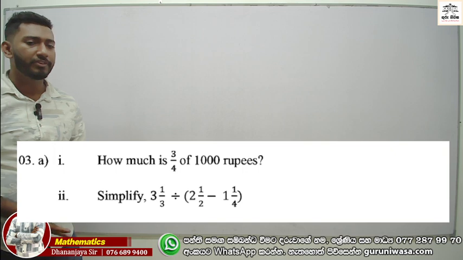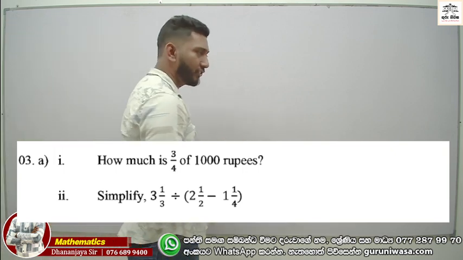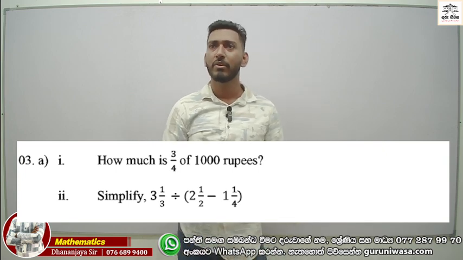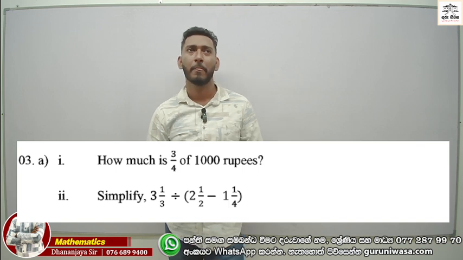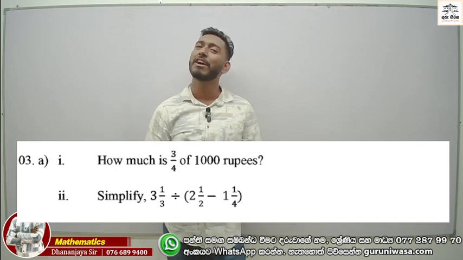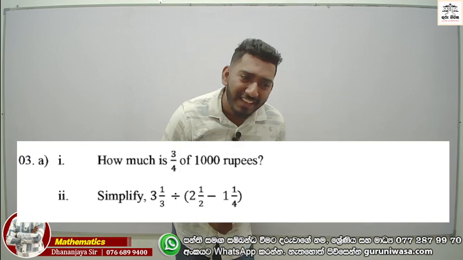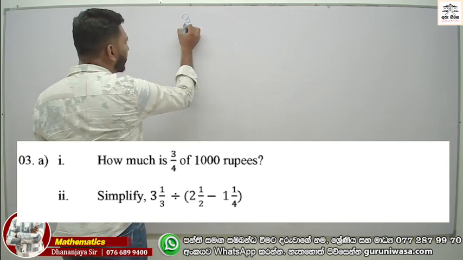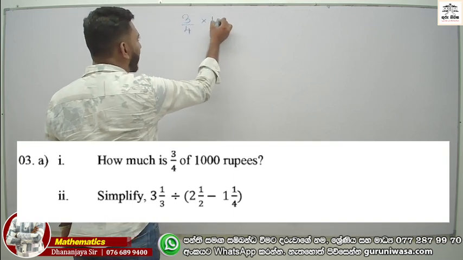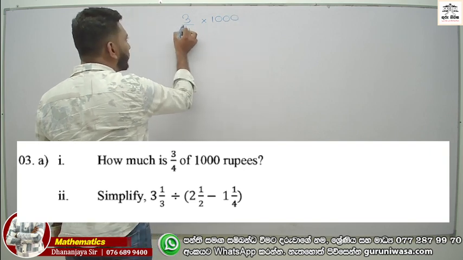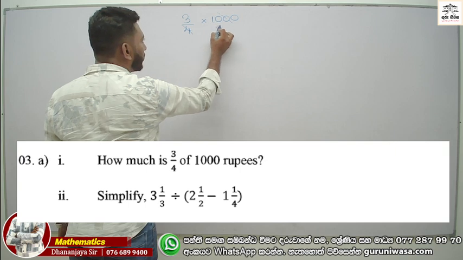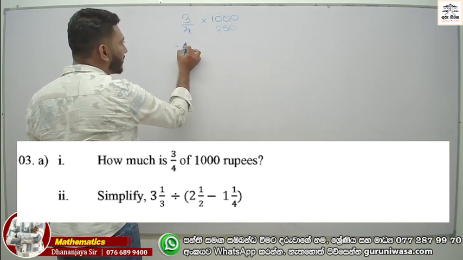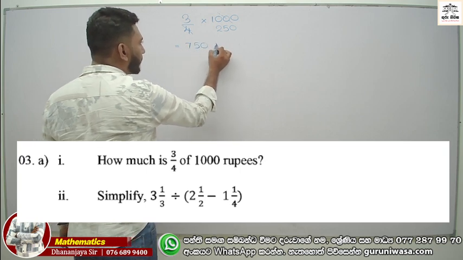How much is 3 over 4 of the 1,000 rupees? We call 3 over 4 three quarters. Three quarters of the 1,000. It's like 75% of the 1,000, right? 750. Yeah, 750, right? How to find the answer? 3 over 4 of means you can multiply. Now 4 times 1 and 4 times 250. Now 250 into 3 becomes 750 rupees.